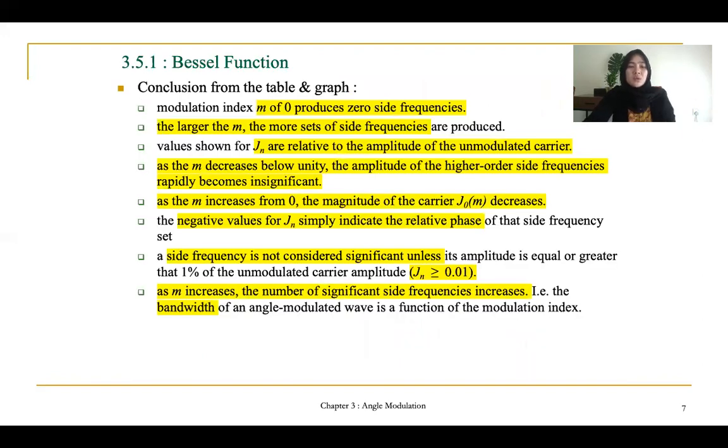As the modulation index increases from 0, the magnitude of the carrier will decrease, and the negative values for Jn simply indicate the relative phase. This is what I explained before. A side frequency is not considered significant unless Jn is bigger than 0.001. And lastly, as the modulation index increases, the number of significant side frequencies increases, and the bandwidth will also increase.